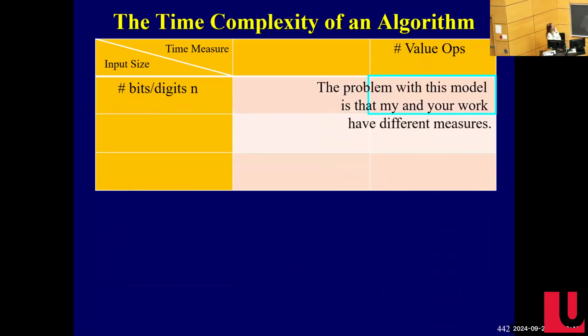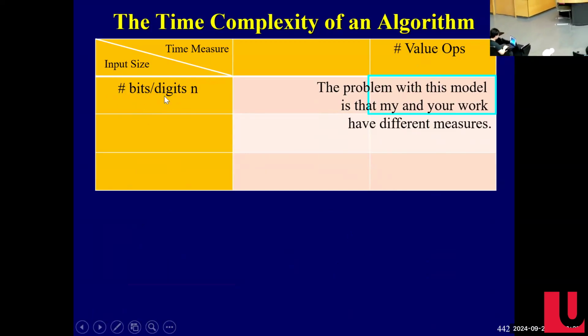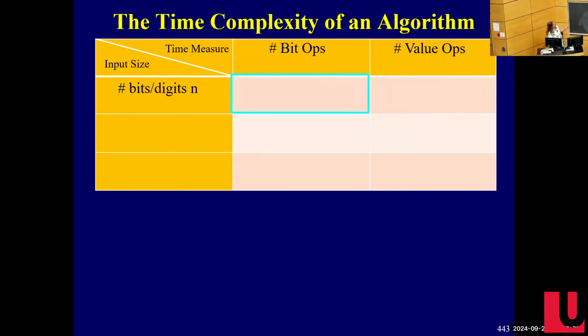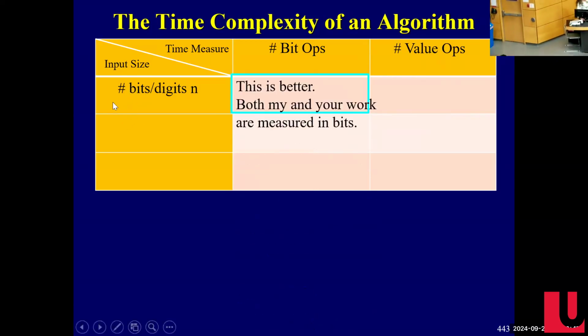So this model up here isn't really fair because I'm measuring the size of the input in terms of bits or digits, and I'm measuring time in terms of value operations. Instead, we're going to come over to this one, where we compare how many bits I give you, the input size, and your time is how many bit operations you do. We're comparing apples to apples.